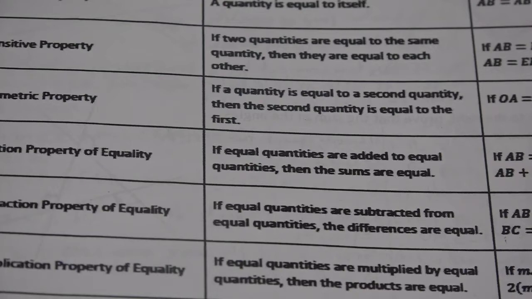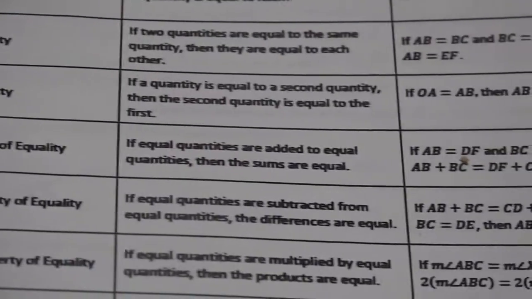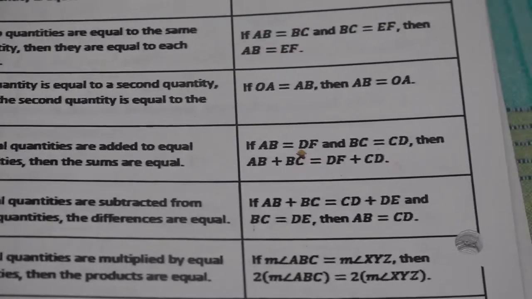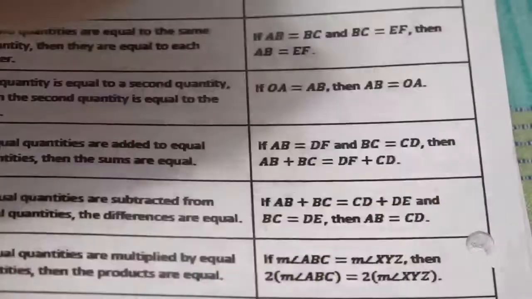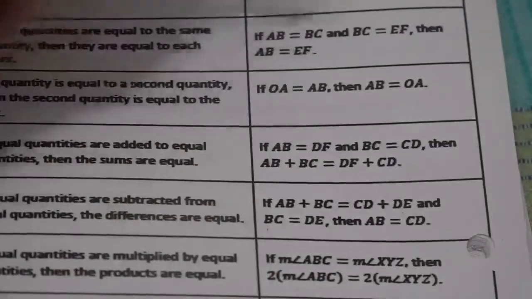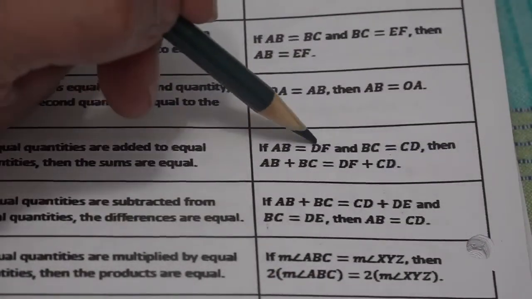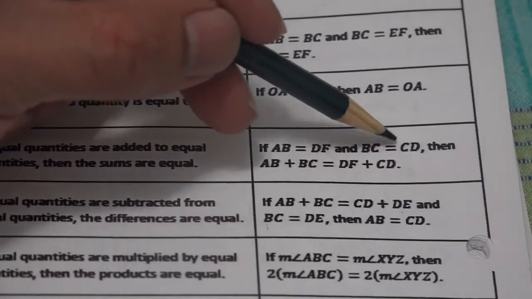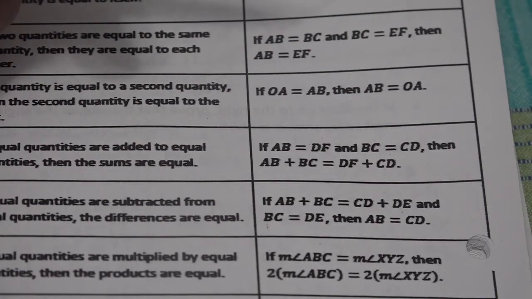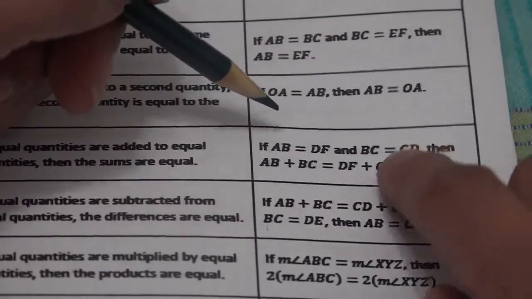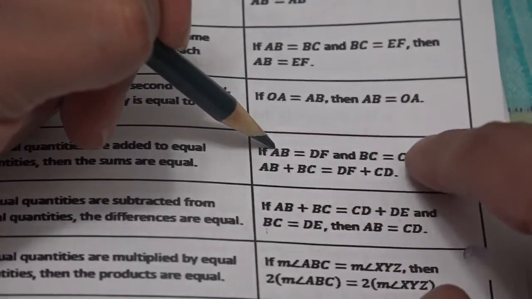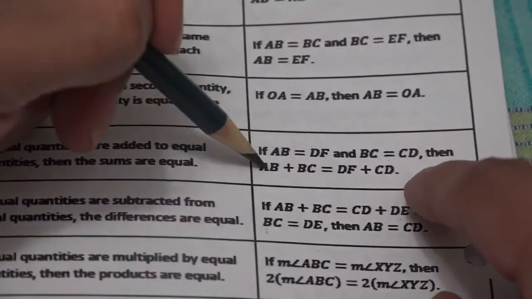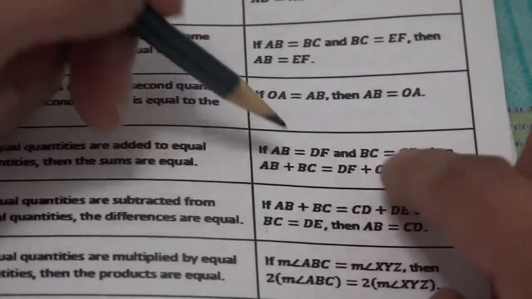The other one is the addition postulate, or addition property of equality. If equal quantities are added to equal quantities, then the sums are equal. An example: if AB is equal to DF and BC is equal to CD, then if I add BC to AB and CD to DF, I will have the same on both sides.